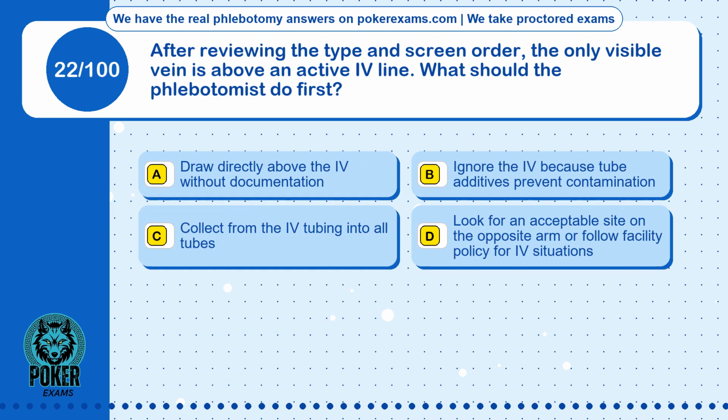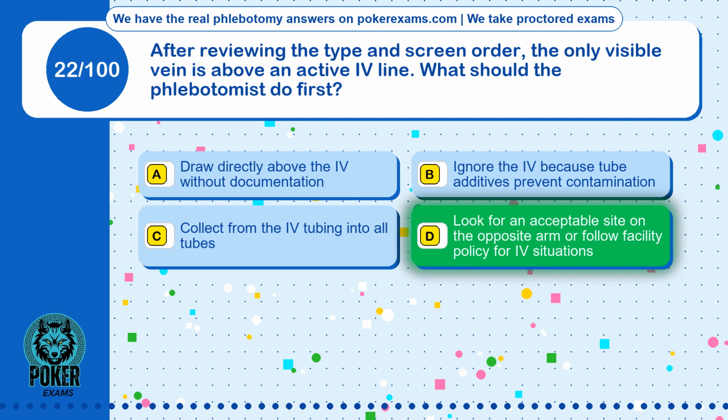Question 22. After reviewing the type and screen order, the only visible vein is above an active IV line. What should the phlebotomist do first? Option A, draw directly above the IV without documentation. Option B, ignore the IV because tube additives prevent contamination. Option C, collect from the IV tubing into all tubes. Option D, look for an acceptable site on the opposite arm or follow facility policy for IV situations. The correct answer is option D.